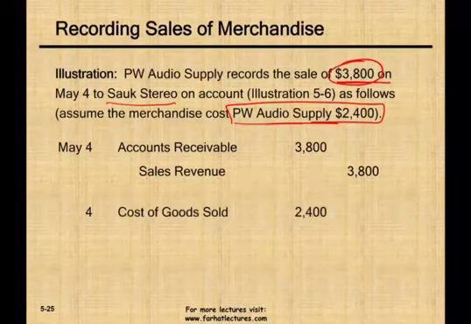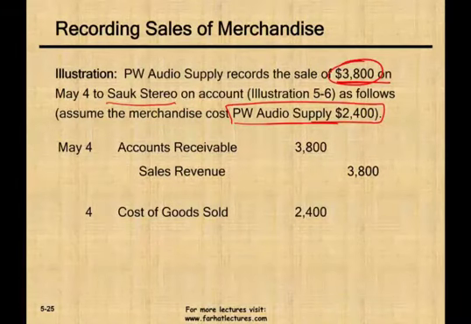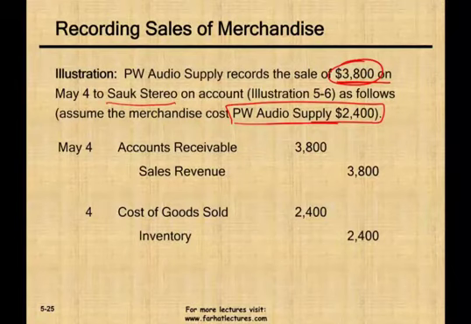We have to record cost of goods sold. Remember, in a perpetual inventory system, our inventory is constantly updated. So that's why we have to update cost of goods sold, and our inventory is also constantly updated. Therefore, we have to credit inventory. So this is the entry to record a sale on account using a perpetual inventory system.